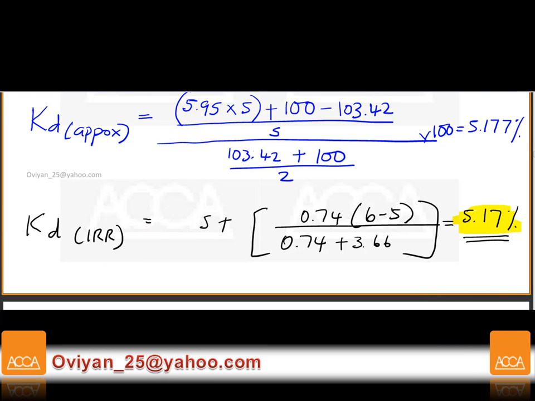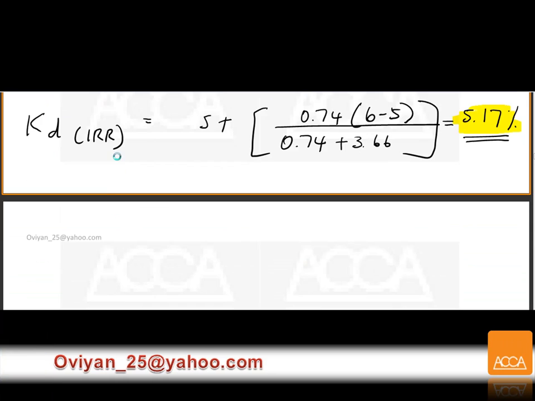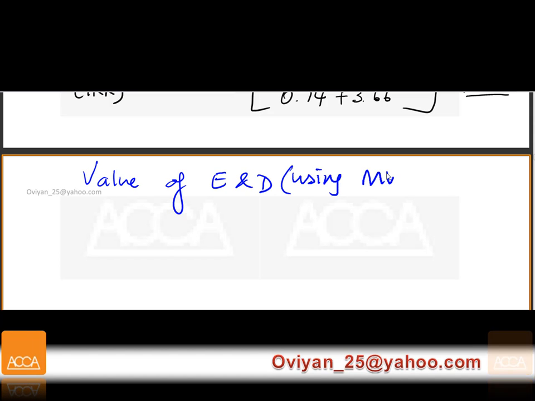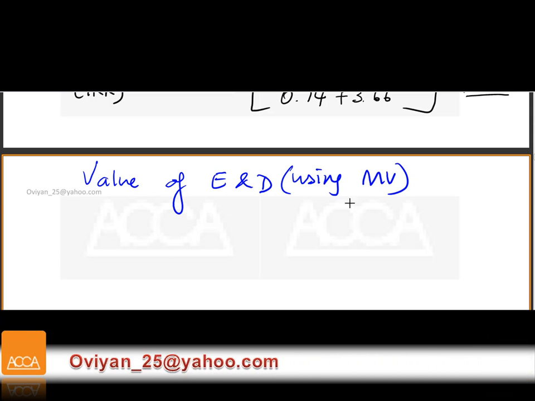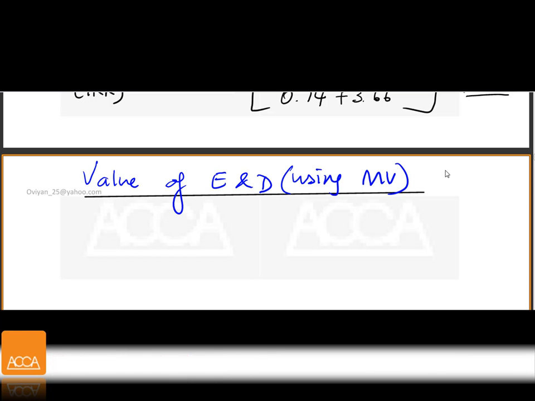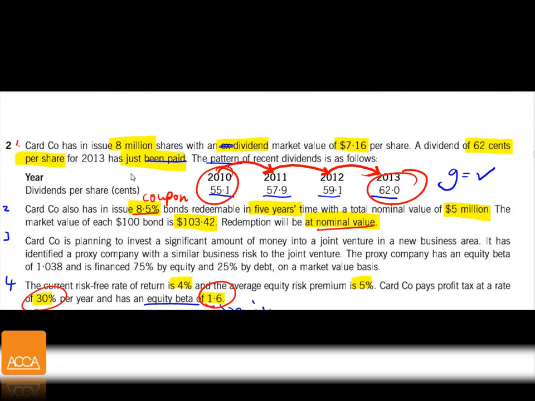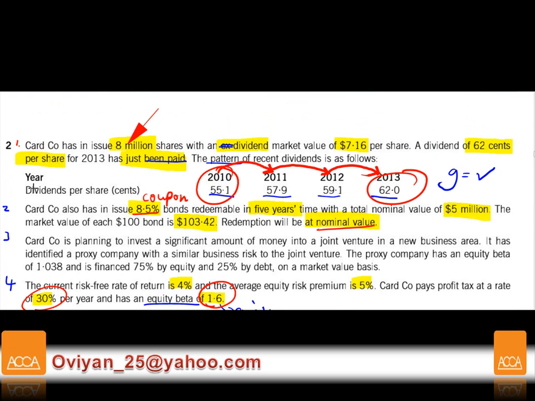Anyway, that's fine. So we have KD, we have our KE, and we're going to go for the value of equity and debt, using the market value method. We're just trying to find the proportion of equity and the proportion of debt. Looking at the question, we are told there is 8 million shares, which is 7.16.